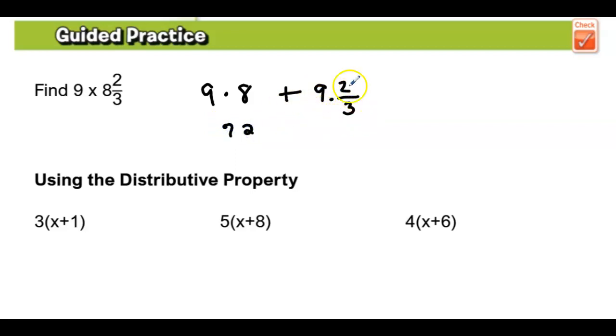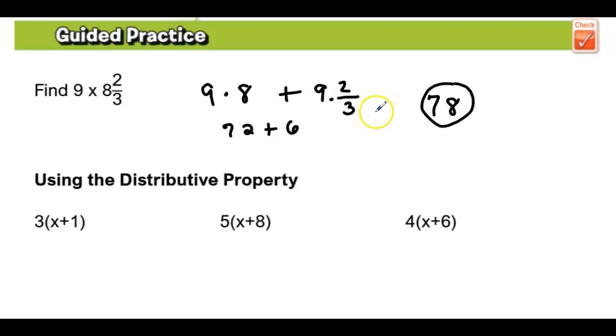And this one's a little bit tricky, but you can use your calculator, or you can do 9 divided by 3, which is 3, and 3 times 2, which is 6. So 72 plus 6 will give us 78.